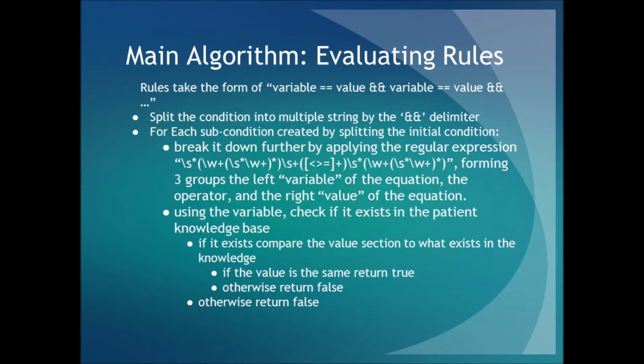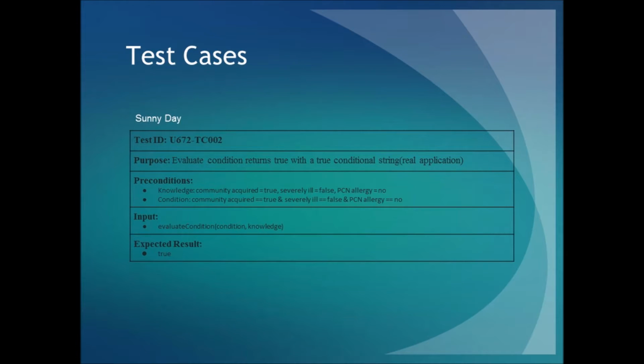Using the variable grouping, we can check if it exists in the patient knowledge base. If it doesn't exist, the rule is false. If it does exist, then we compare the value grouping to what exists in the knowledge base. If the values are the same, we return true. Otherwise, we return false. Here's a sunny day test case for this algorithm.